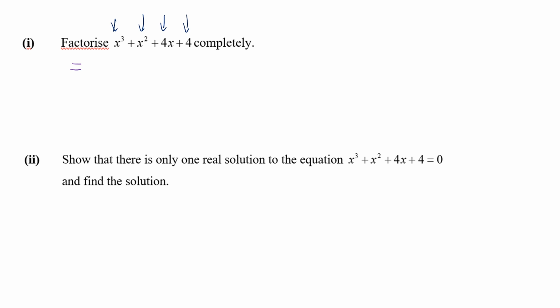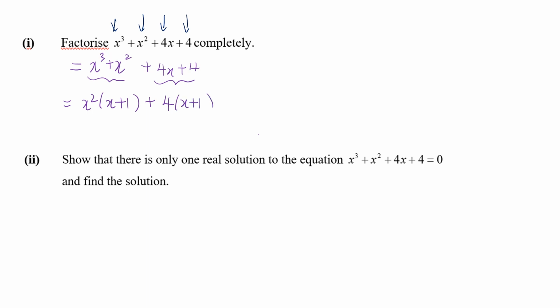So if you were to observe carefully, x cubed and x squared, right? There's a common factor. The common factor is x squared. So you can group them as one group, and then your 4x plus 4, you can put them as another group because there's a common factor 4, right? So this is what we're going to do. Factorize x squared out. Then for the second group, factorize 4 out.